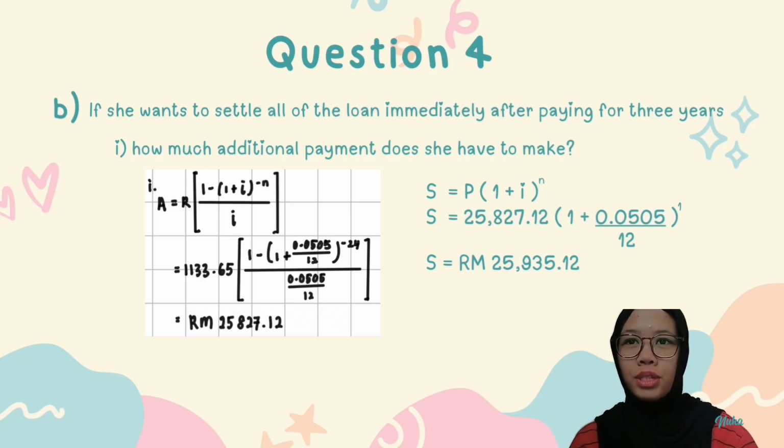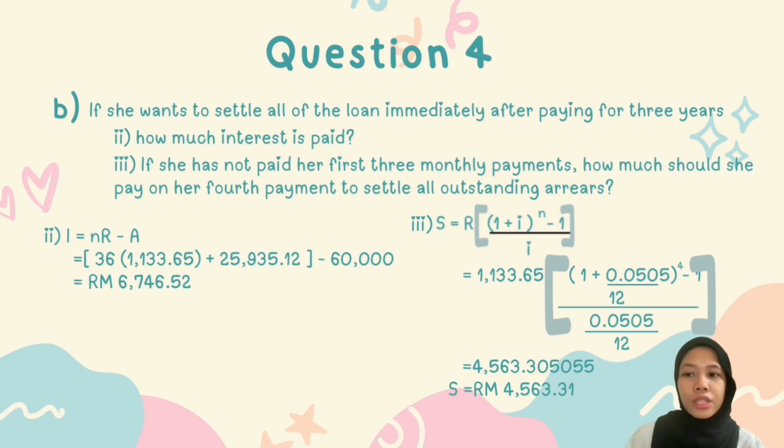Next question. If she wants to settle all of the loan immediately after paying for 3 years, how much additional payment does she have to make? So put the value into the formula. S equals 25,827.12 times (1 plus 0.0505 divided by 12). We will get the new amount 25,935 ringgit 12 cents.